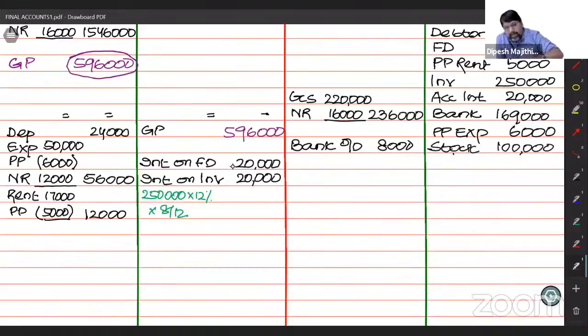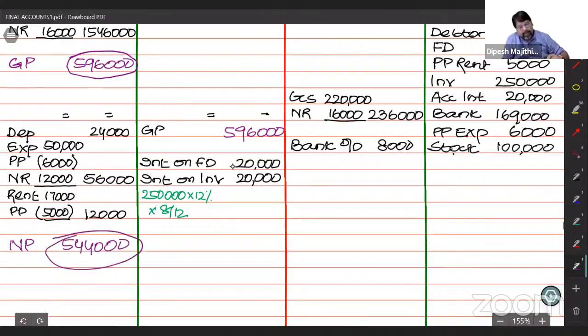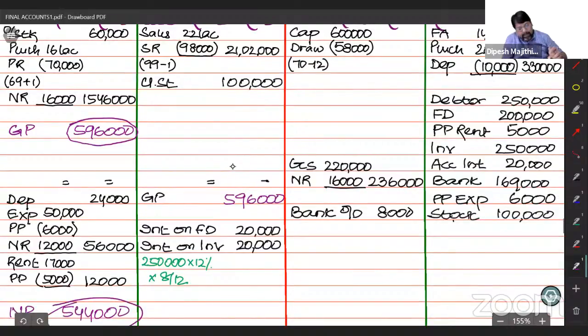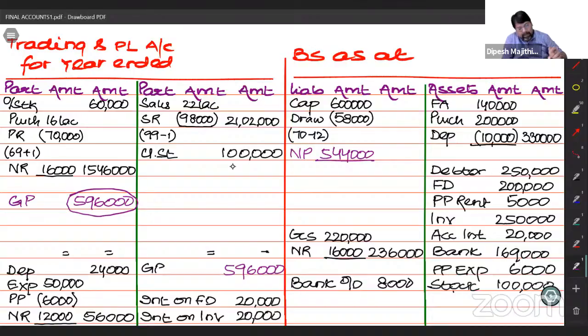596 plus 20 plus 20 is equal to 636 minus 24 minus 56 minus 12 is equal to net profit, 5,44,000. That net profit minus 58 plus 6 lakhs and 86 plus 236 plus 8,000. 13 lakh 30.